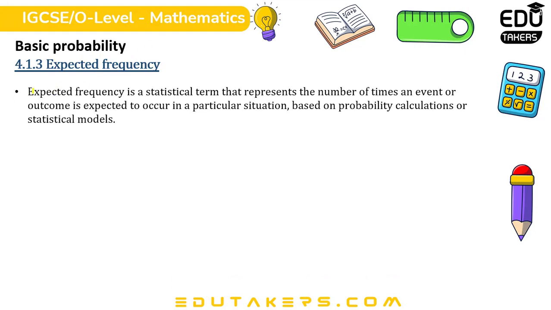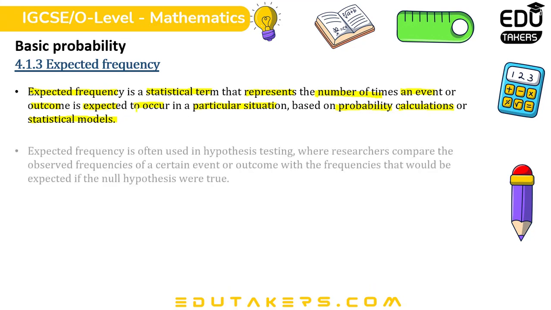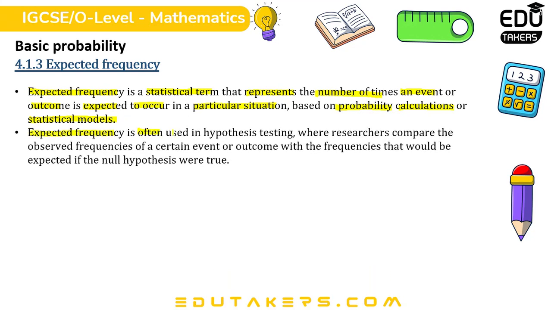Expected frequency. Expected frequency is a statistical term that represents the number of times an event or outcome is expected to occur in a particular situation based on probability calculations or statistical models. Expected frequency is often used in hypothesis testing, where researchers compare the observed frequencies of a certain event or outcome with the frequencies that would be expected if the null hypothesis were true.